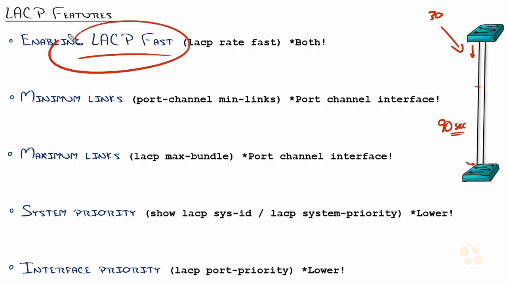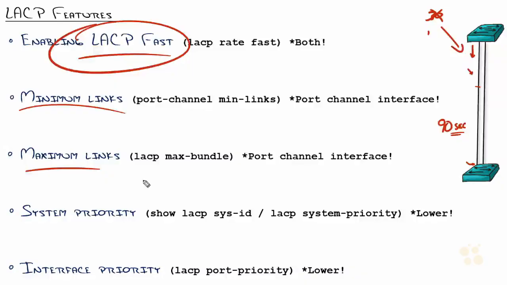So LACP fast will allow you to decrease that timer from 30 seconds to 1 second, as long as both sides support it. Minimum link, max. Let me do this. I'll give you an overview of all of these, and then we'll configure them one by one on our switches. Sound good?